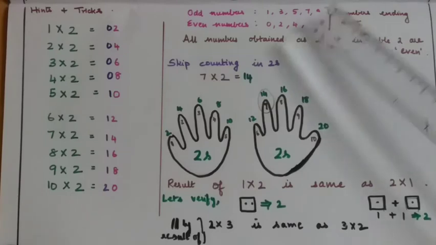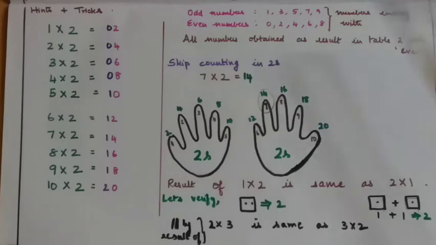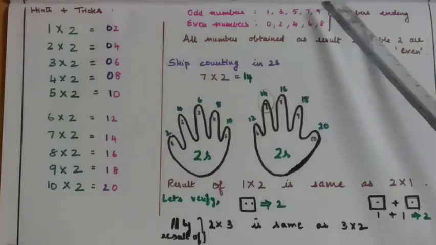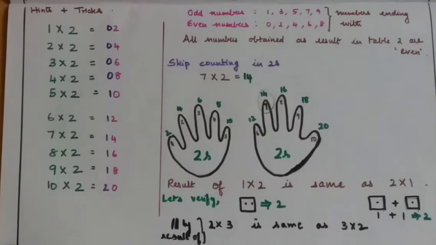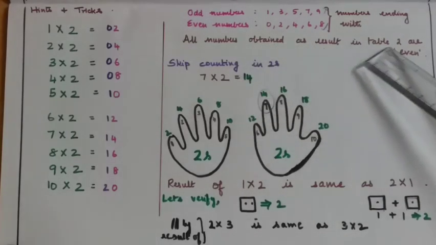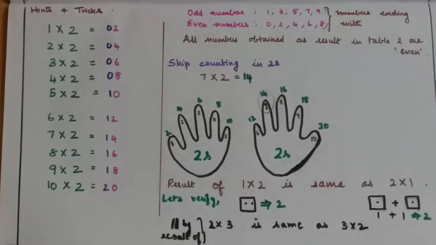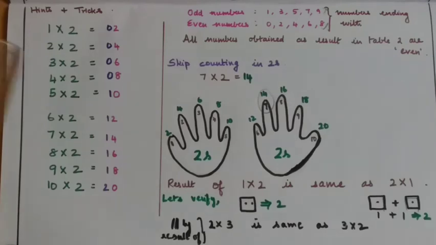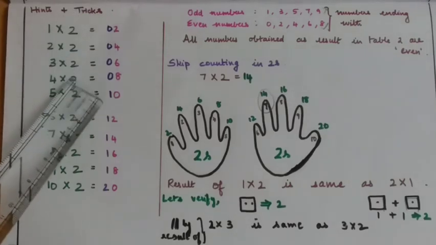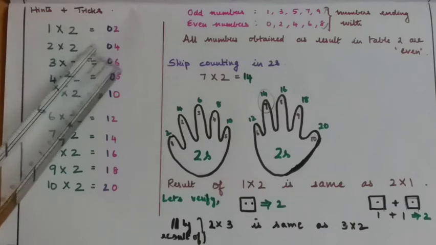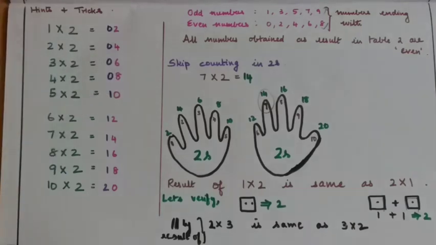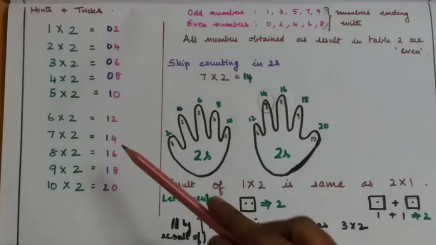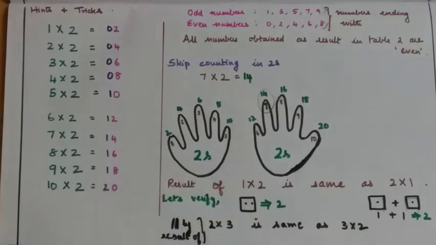In my previous videos, we have already introduced the concept of odd and even to kids. So odd numbers are those which end with 1, 3, 5, 7 and 9, and even numbers are those which end with 0, 2, 4, 6 and 8. All numbers obtained as result in table 2 are even. Since we have already learnt skip counting in 2s, it is going to be easy to remember the sequence of table 2. It is the same as skip counting in 2s. 2, 4, 6, 8, 10, and then 12, 14, 16, 18 and 20.